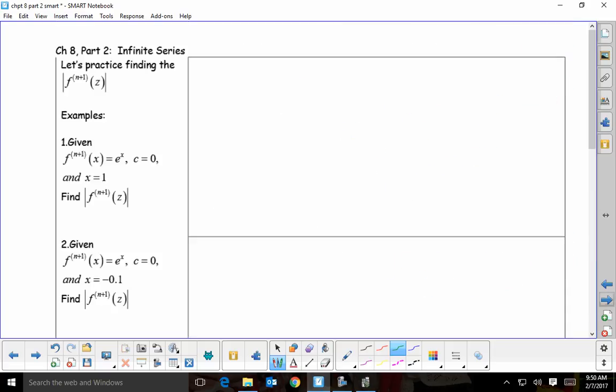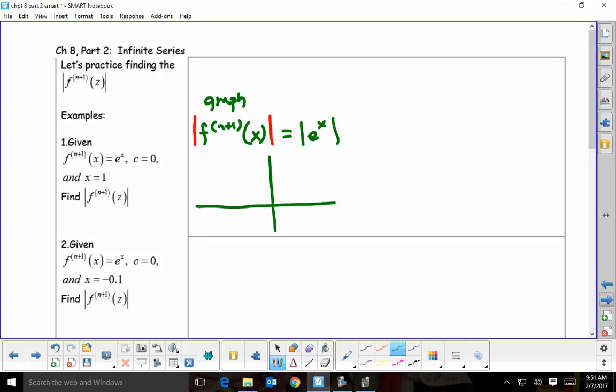Let's look at this now. So we're going to practice this guy right here. Okay? So first we're going to look at f to the n plus 1 of x. So we're going to graph the absolute value of that. So we are actually graphing the absolute value of e to the x in this case, because that was my next derivative, the n plus 1. So let's look at the absolute value graph of e to the x. Does it change it at all? It's always above. So that's just our e to the x.